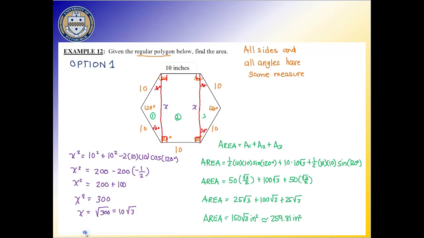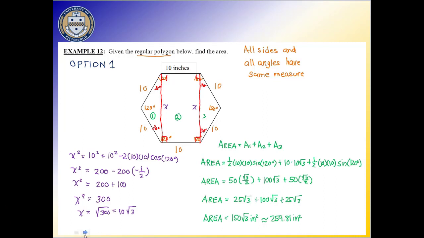And I can find the areas for the two triangles by doing 1/2 times 10 times 10 times the sine of 120. Now that I have the sides of the rectangle being 10 and 10 square root of 3, I can just multiply those together to get the area of the rectangle. And when I add that all together, I get 150 times the square root of 3 square inches, which is about 259.81 square inches.